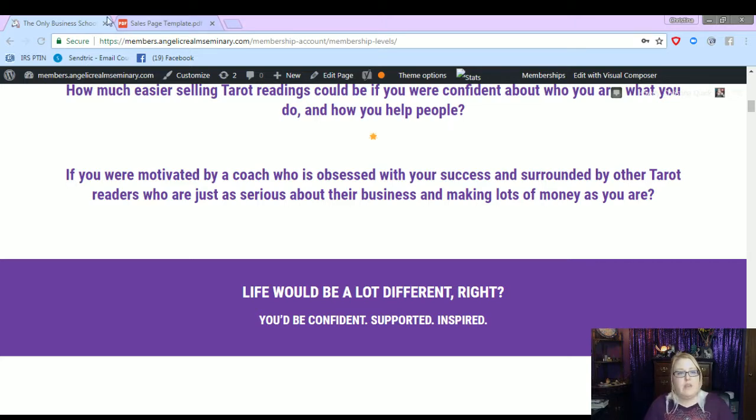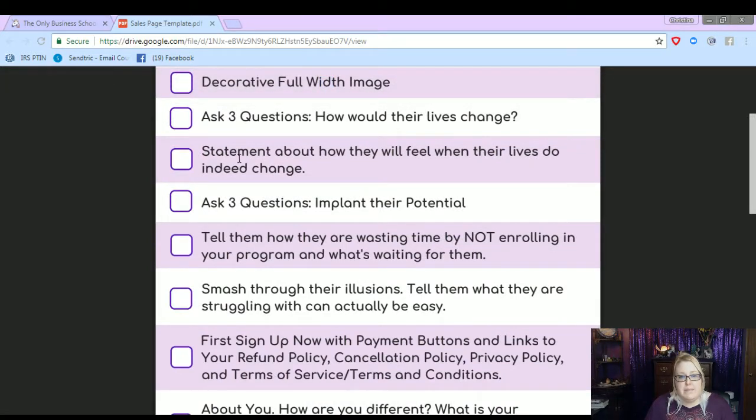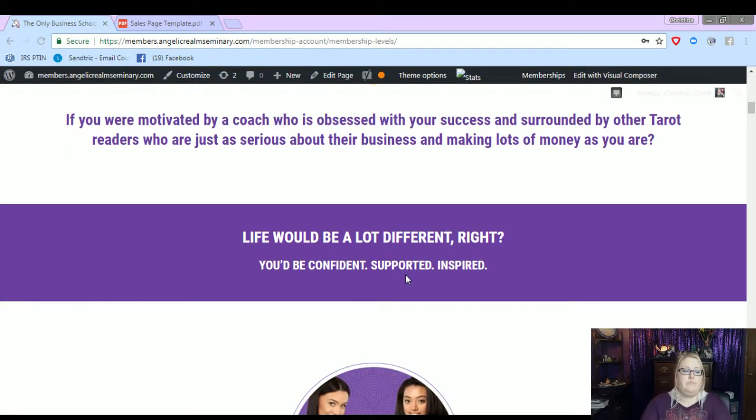Okay. So the next thing, put in a statement about how they will feel when their lives do indeed change. They're like, yeah, that sounds great. Yeah, I want to be supported. Yeah, I want a coach. Yeah, I want to be confident. I want access to the knowledge. Okay, so how would my life be different? Life would be a lot different, right? You'd be confident, supported, inspired. Okay, those are just my keywords here.